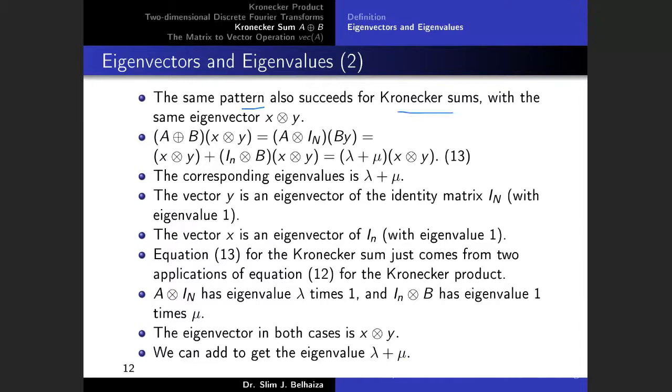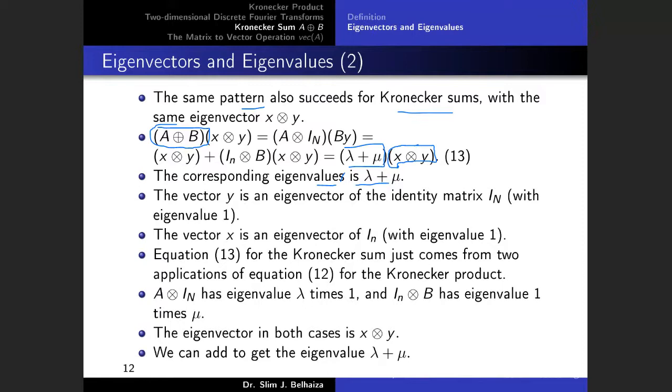Okay. Now you can also talk about the same pattern for the Kronecker sum. So what do we have here? If you're trying to find the eigenvector of the Kronecker sum, A plus B, then you will find out that the corresponding eigenvector is the Kronecker product X by Y. But the corresponding eigenvalue is lambda plus mu.